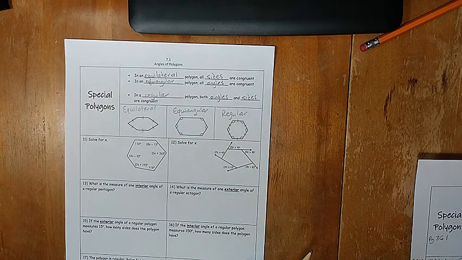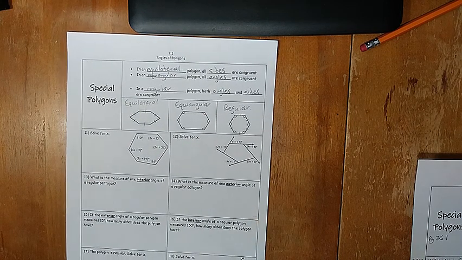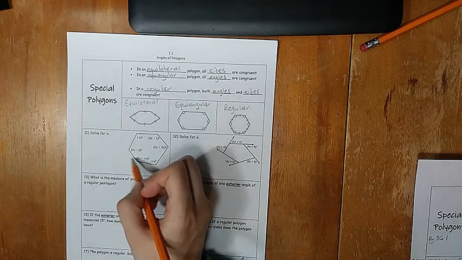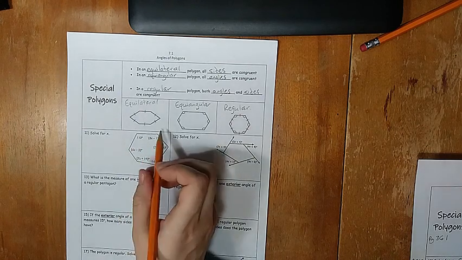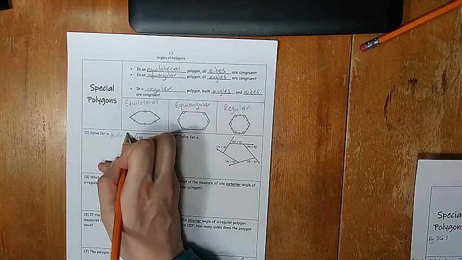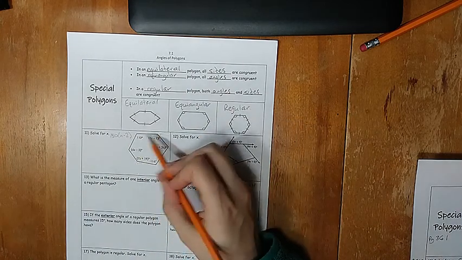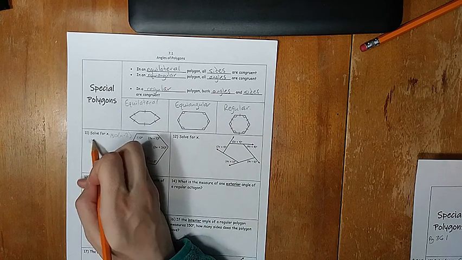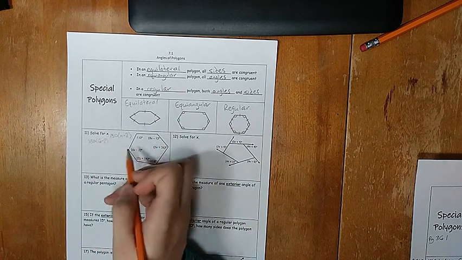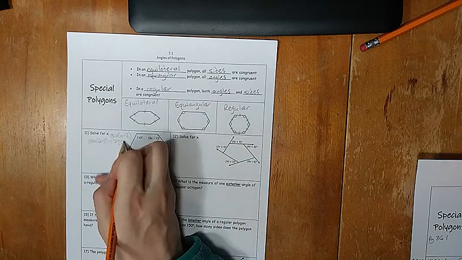So let's try number 11 together. We want to solve for x. So that means I need to take all of my angles here. I know that all the angles will add up to be 180 times n minus 2. Well, how many angles do I have? 1, 2, 3, 4, 5, 6. So 180 times 6 minus 2, which is really 180 times 4, is 720.